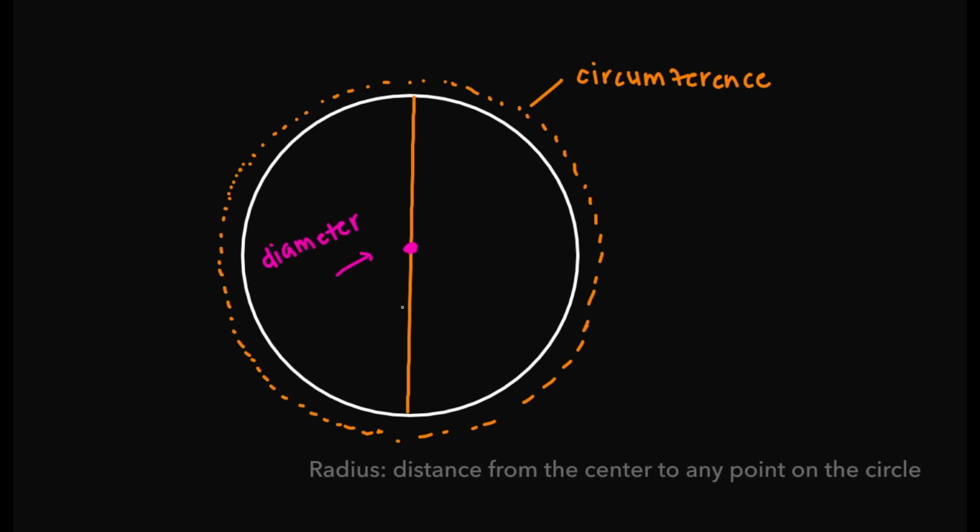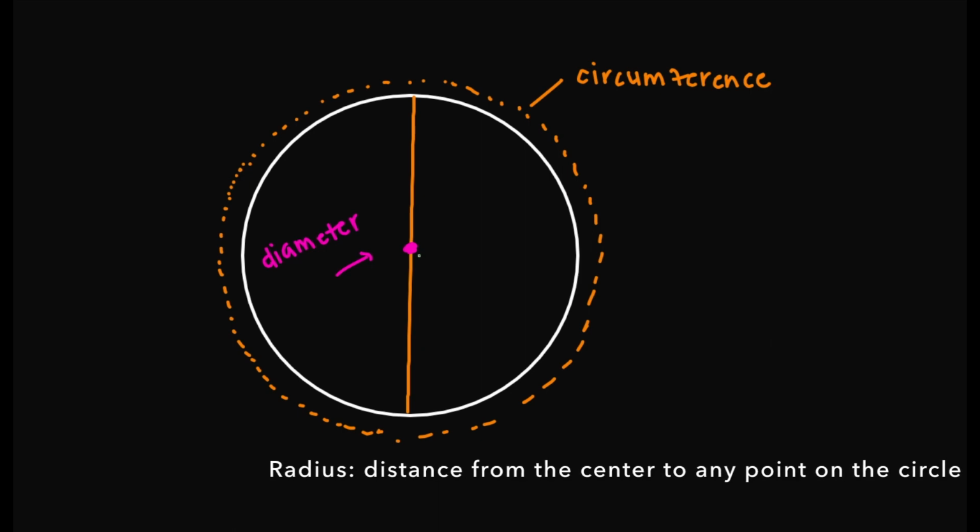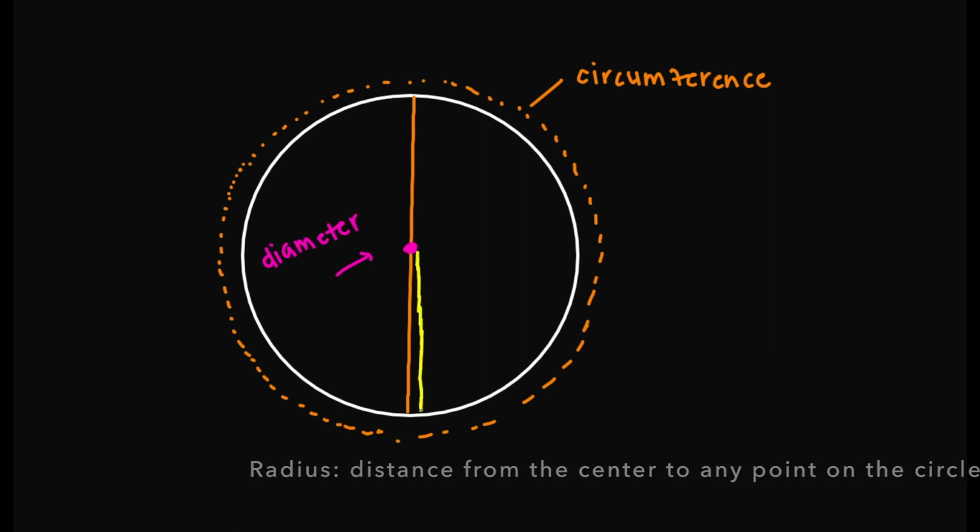And then you have your radius, which is a line segment that has one endpoint at the center of the circle, and then the other endpoint is on the circle. So this is an example here of a radius, which is right here.